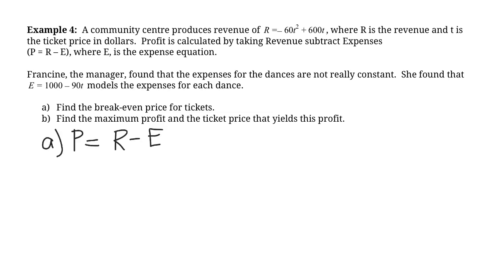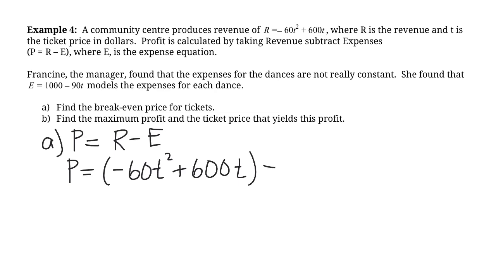We are told that profit is equal to revenue minus expenses, and revenue and expenses each have their own equation. The first thing you should start off by doing is plugging those equations into their proper spots. So revenue is represented by negative 60t squared plus 600t, and expenses is represented by 1,000 minus 90t.